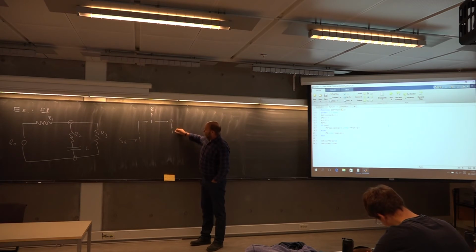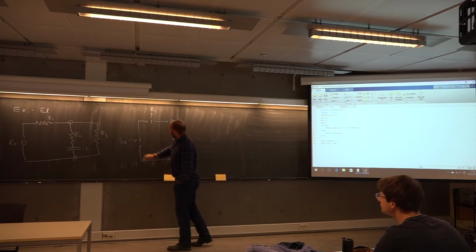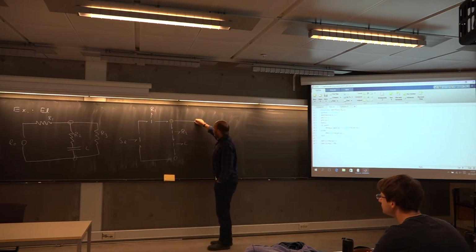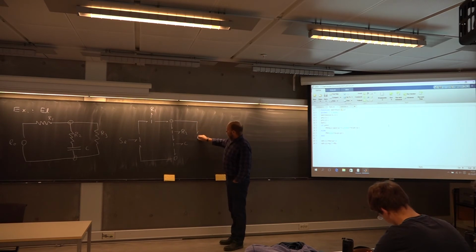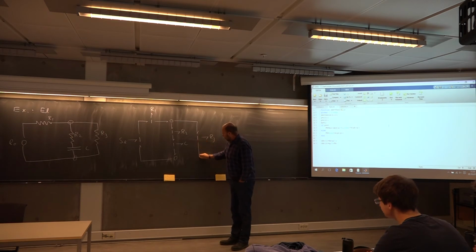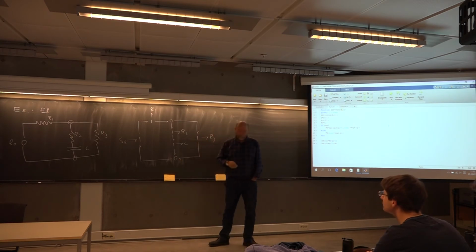Going down here, a one junction, R2, continuing down another one junction and the capacitor, further down and finding another 0, and then go back to the 1, and finally here I have a one junction, R3, and hooking up with the 0 junction.